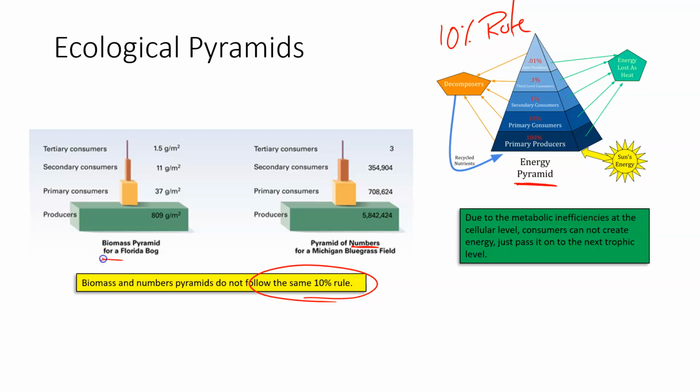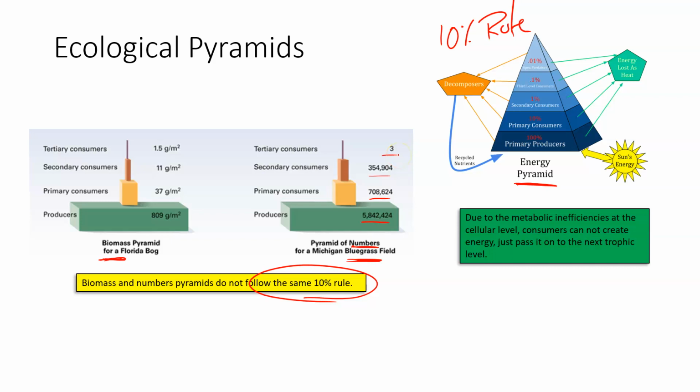So this would be depicted by weight. The numbers pyramid would be depicted by actual numbers, so it doesn't take into consideration energy, and it doesn't take into consideration the weight of the organisms. It specifically talks about the number of organisms at each of those levels. So this would be more like a census, where you go out and physically count the number of organisms that belong to the producer level, the primary consumer level, and the secondary and tertiary consumer levels.